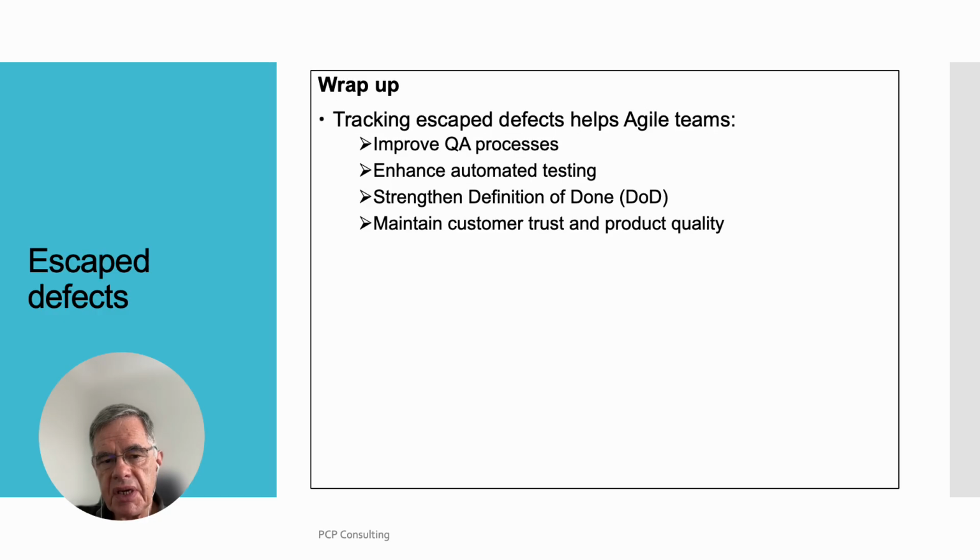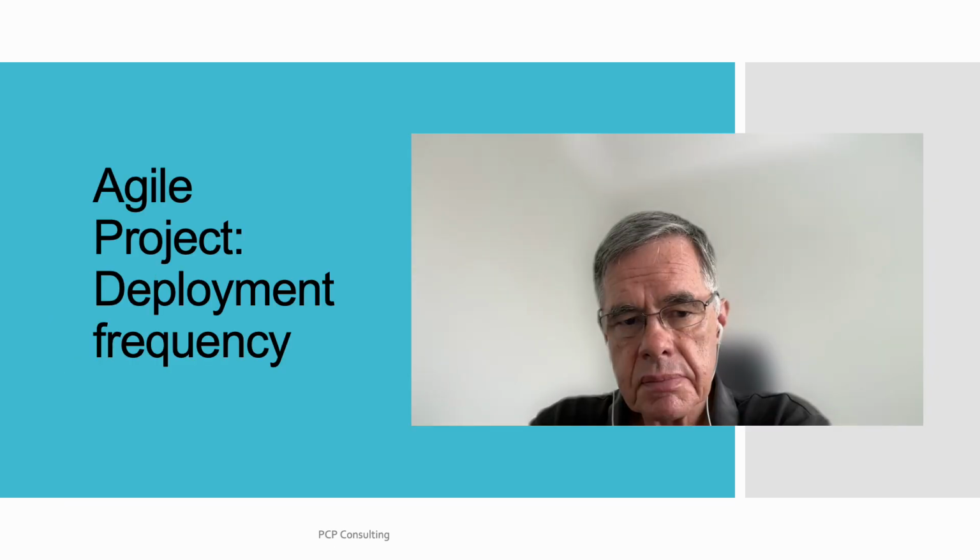Wrap up. Tracking escape defects helps Agile teams improve QA processes, enhance automated testing, strengthen definition of done, and maintain customer trust and product quality. Agile Project Deployment Frequency.